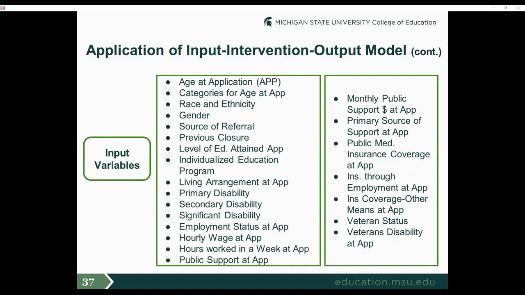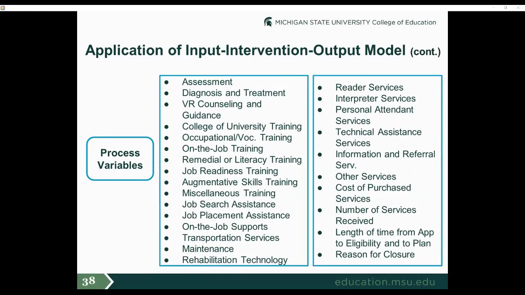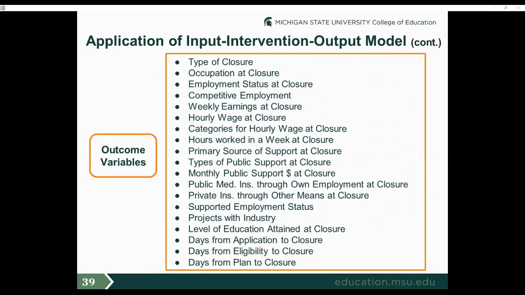The next slide, 38, talks about the process variables that are typically involved within the 911 data, and these would be all the interventions and services that were provided to the individual customer. Finally, the outcome variables, in terms of type of closure and other information that further quantify that outcome, are provided.